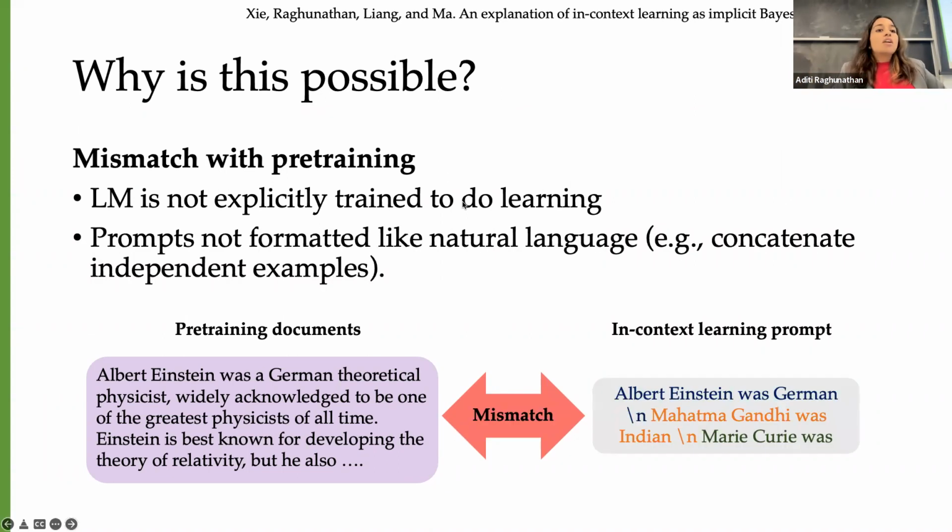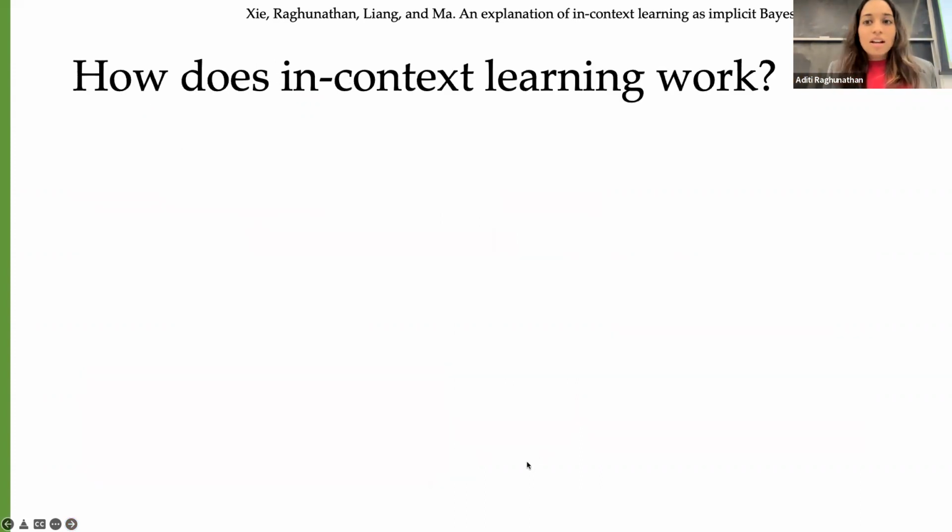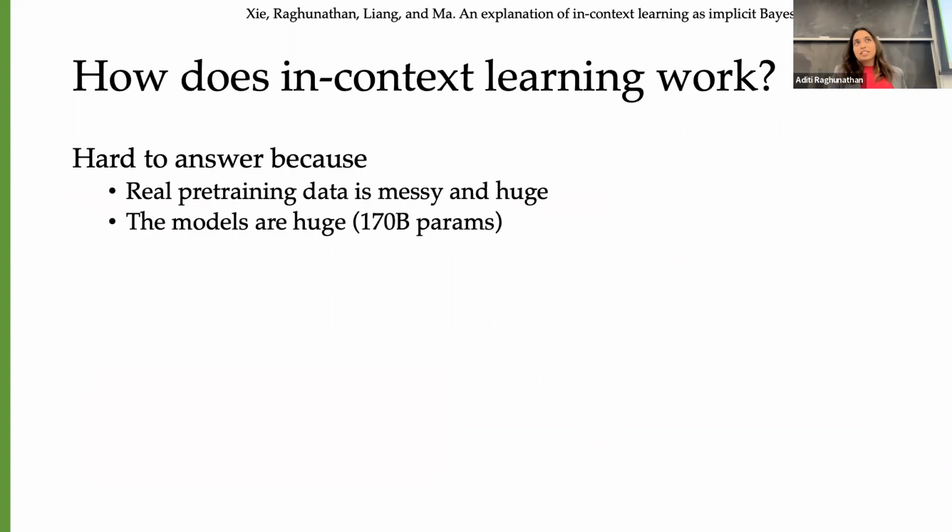And also the prompts are not exactly formatted like natural language. No one talks in this way, where you say a bunch of XY pairs. So it's not very natural. A large amount of the pre-training data probably looks nothing like the kind of prompts. This is why it was surprising and interesting. So I have this question, and I definitely don't have an answer to it, but I wanted to explain some progress that we made towards understanding what's happening here.